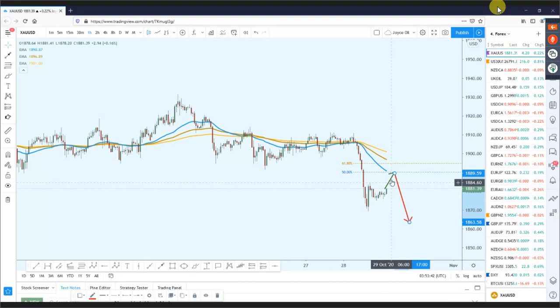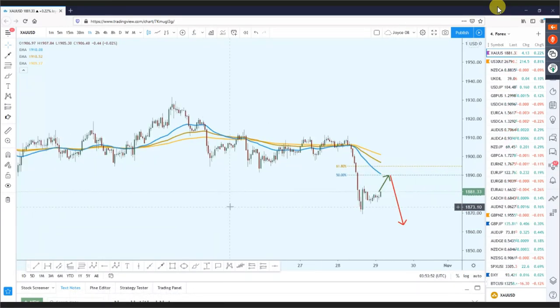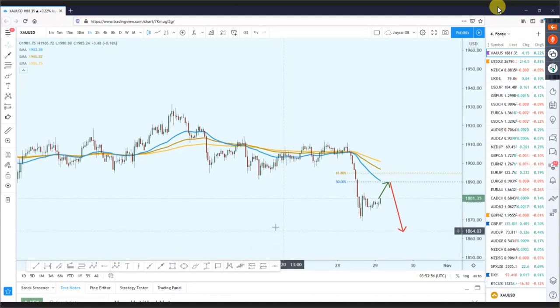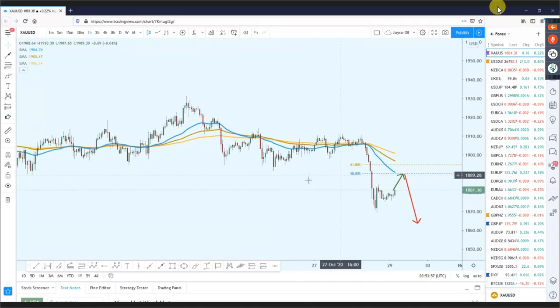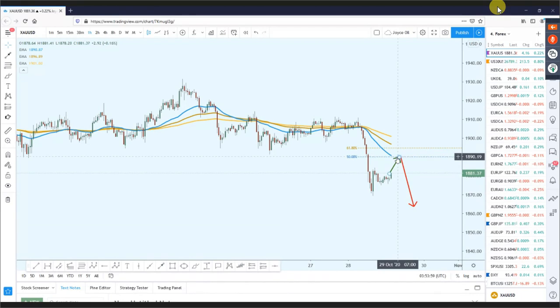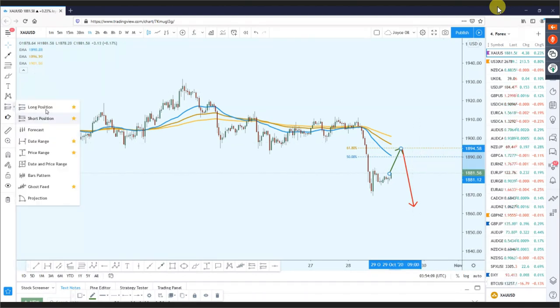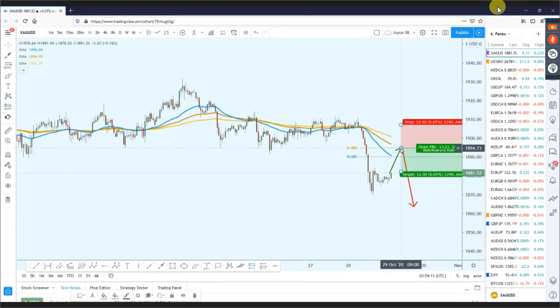So if right now price just decides to move away from this current area to drop even lower, then it's fine because I don't mind not taking the trade. And if price actually does this instead, come back up before dropping, I would have gotten a much better entry. Short position. So I can put my stop loss up here. So ideally, it should come back to the 61.8.